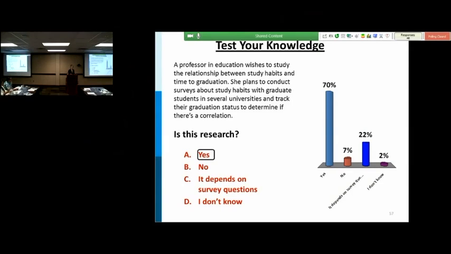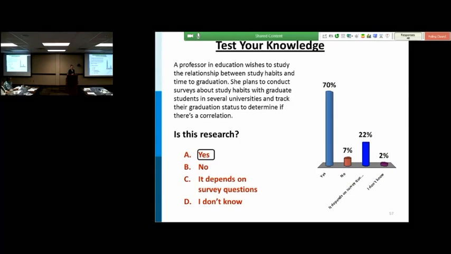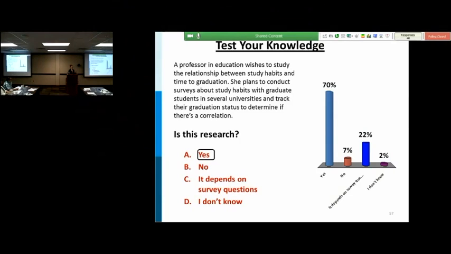Does anyone want to, so we have 20% who say it depends on the survey questions. Does anyone want to volunteer or discuss why they think the exemption might not, or I mean, why this might not be research?